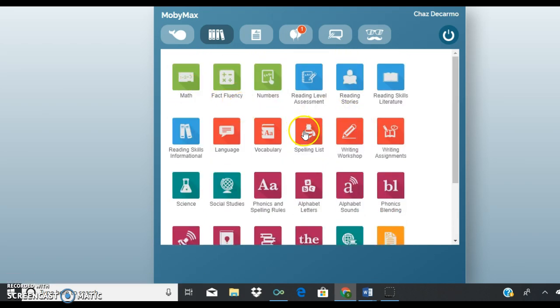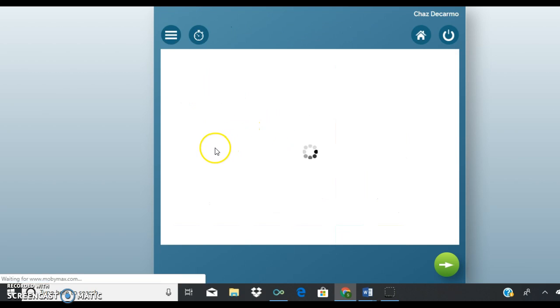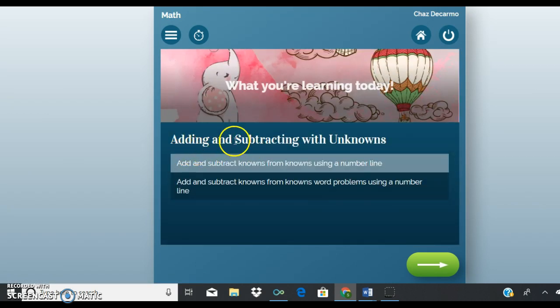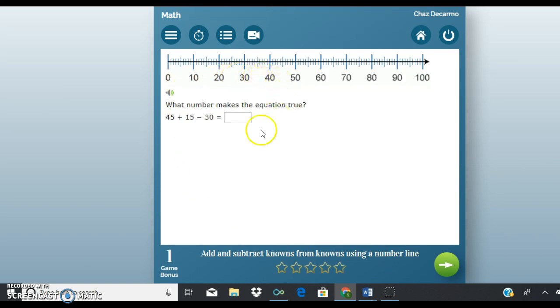If we click on math, the topic is adding and subtracting with unknowns. So this is what they're learning today, adding and subtracting with unknowns. So if you click here, there is the math problem, and it can even read the problem to you. So if we click here, what number makes the equation? This reads the problem for the students so that they can complete it.